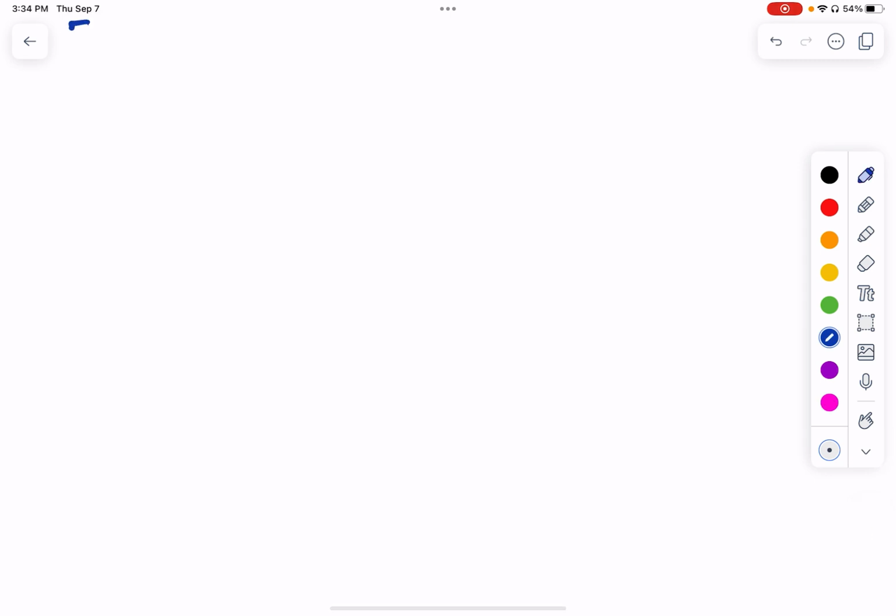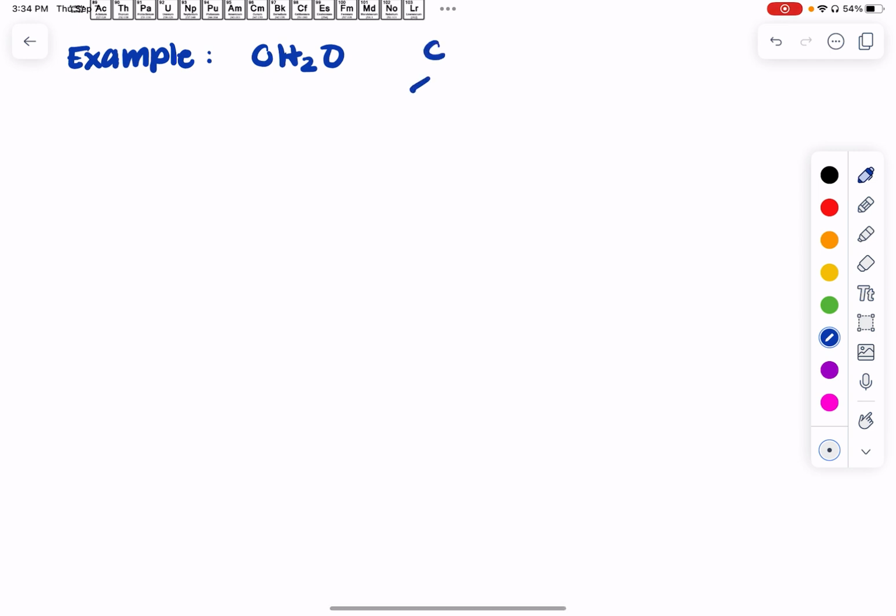Our next example that we want to look at is CH2O. So let's count our valence electrons. Carbon has 4 valence electrons. Hydrogen has 1 valence electron, but there's 2 of them. And oxygen has 6. This gives us a total of 12 electrons.